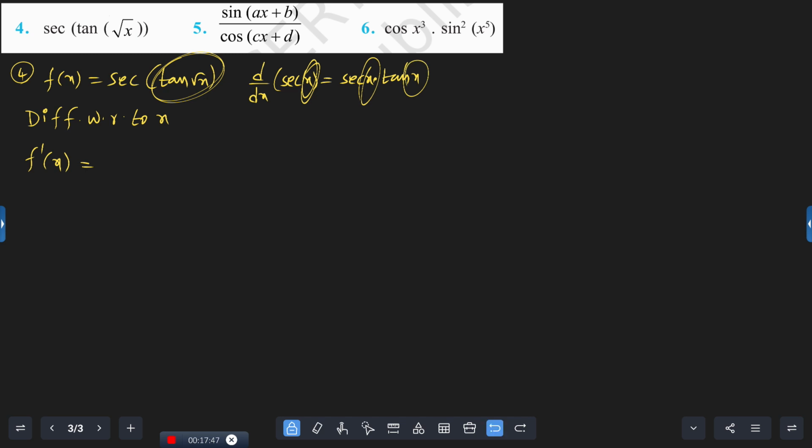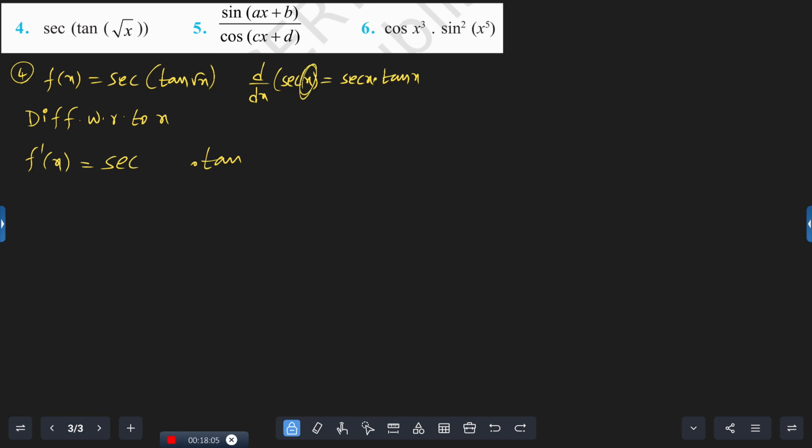Have you understood? Very important. First understand the concept, then you go. Okay. So what is the derivative of secant? Secant into tan. Secant into tan. But here, in secant x, instead of x we have this whole thing.